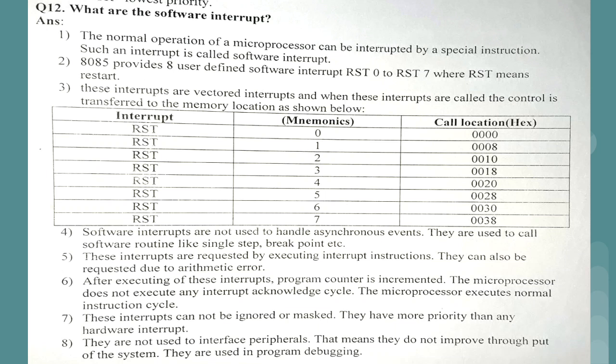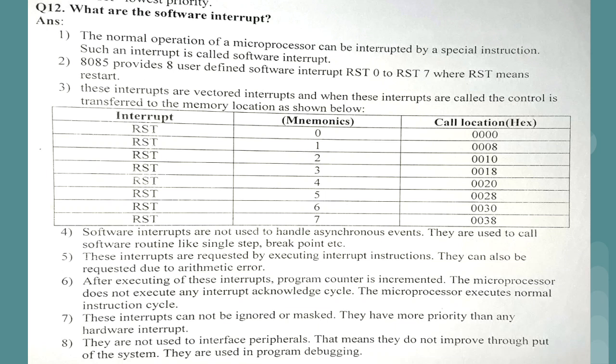So to create such type of interrupt, like software interrupt, we have certain instructions. 8085 provides a total of 8 user-defined software interrupts. In case of hardware interrupts, we had only 5 interrupts, but in case of software interrupts, we have a total of 8 user-defined interrupts, that is RST 0 to RST 7, where RST means restart.